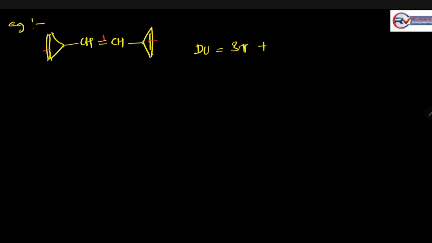How many rings? 2 rings. See, 2 rings. Its DU is equal to what? 3 plus 2, 5. Let's take the next example.